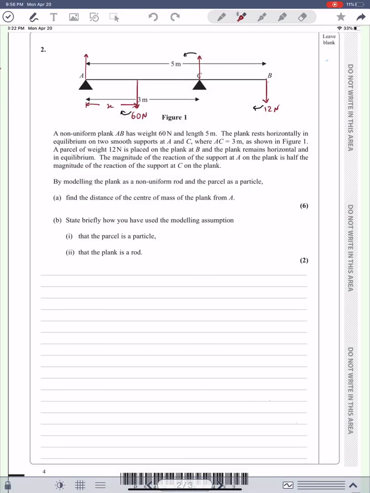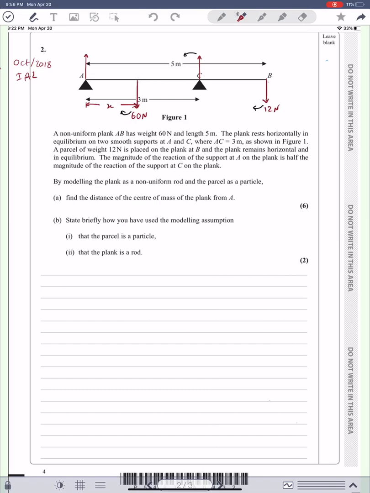First question, which is from October 2018, IAL, question 2. Question 2 says: a non-uniform plank AB has weight 60 newtons. Look what I'm doing, I'm reading.